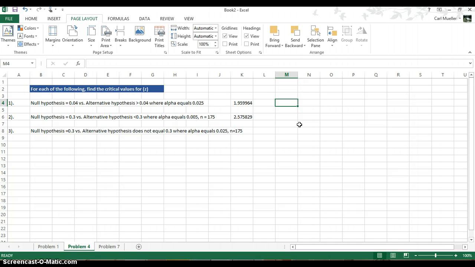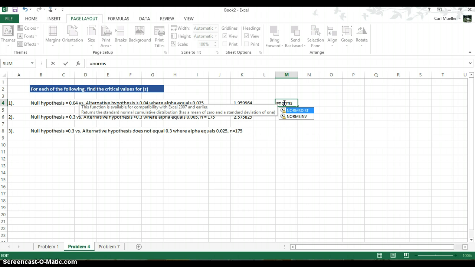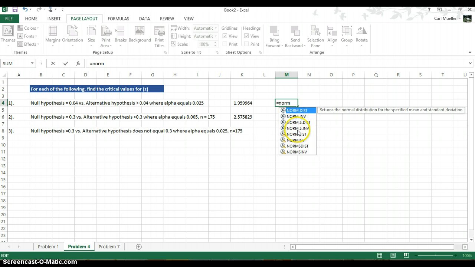In this case, what we're doing in Excel is the NORM.S.INV function, the function of choice for finding the z value. You'll notice NORMSINV, but some Excel versions, newer ones like mine, also have NORM.S.INV, with dots in between. They're the same function, just updated slightly.